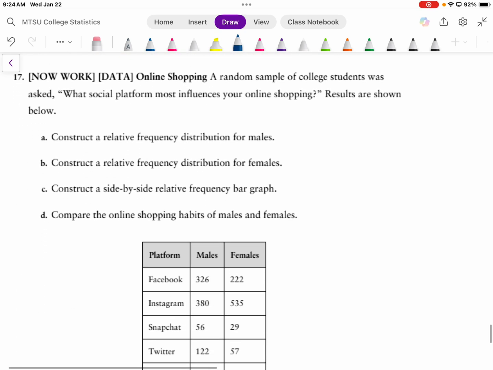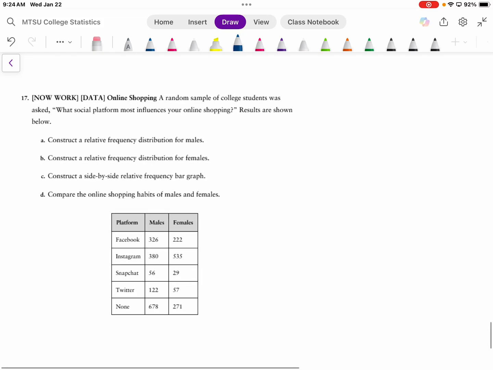So this one here gives you a chance to work it out fully, where you're going to construct the relative frequency distribution for males and females, do a side-by-side relative frequency bar graph, and then compare the online shopping habits of males and females. So I'm going to let you do that for the next 10 to 15 minutes. I'll put up eventually what it looks like, and you can see if you had something close to it. As soon as you get it done, get into the homework, but I just wanted to give us a chance to work on one of these together.